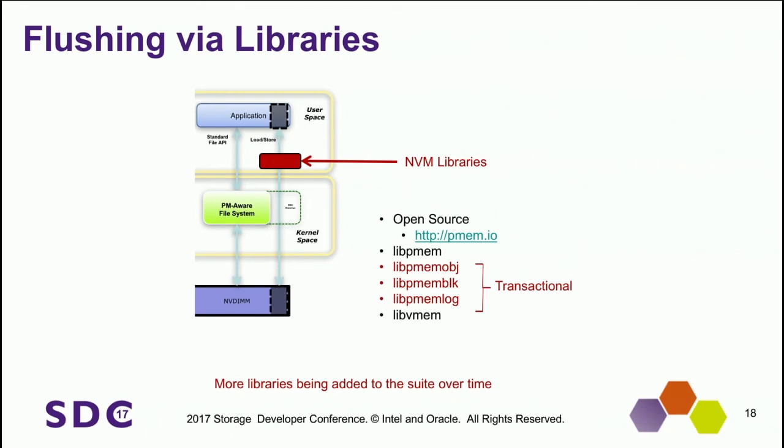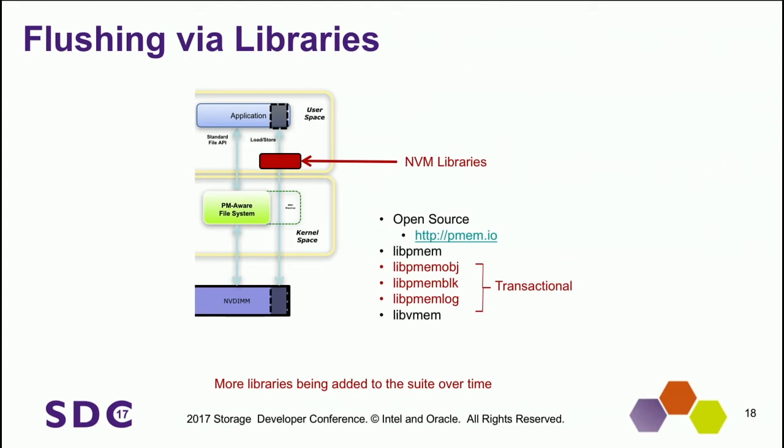Okay, so the libraries, like I said, they're on pmem.io. The libpmem is this library that provides things like, is it safe for me to use user space flush? Which instruction should I use? It has an API that figures it out for you and so on.